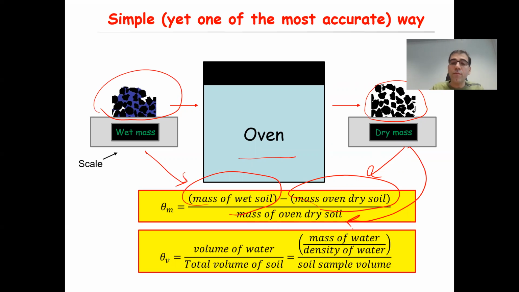And when you have the mass of the water, that is the difference between wet minus dry, you can simply calculate theta v as well, that is mass of water divided by density of water. You know the density of water, and that gives you the volume of water. Then you divide that by the volume of your soil sample, and that gives you the volumetric water content. As I said, this is probably one of the simplest yet most accurate ways of determining water content.